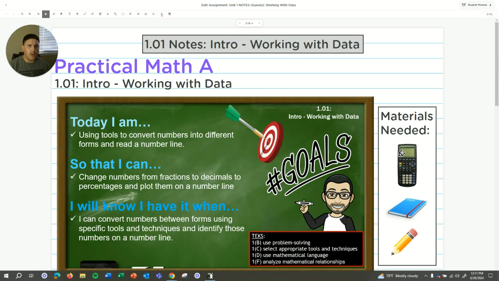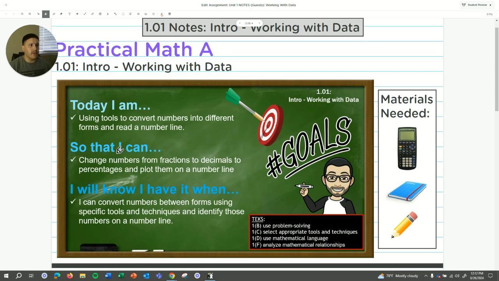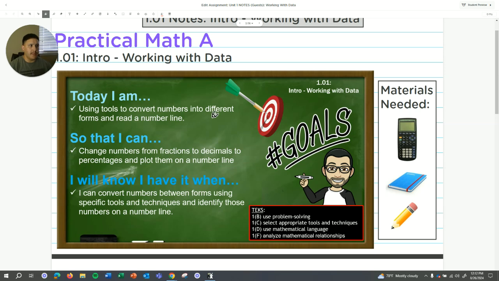This is Unit 1, Section 1.01, Intro to Working with Data. Today I, as in you the student, will be using tools to convert numbers into different forms and read a number line so that you can change numbers from fractions to decimals to percentages and plot them on a number line. I will know I have it when I can convert numbers between forms using specific tools and techniques and identify those numbers on the number line. Specific techniques we're going to be looking at are 1B, 1C, 1D, 1F.